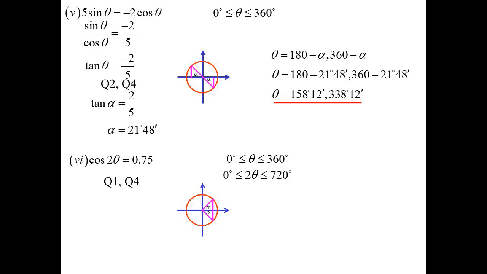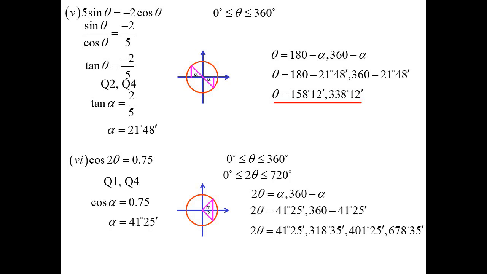Positive, so I'm in the first and the fourth quadrant. The acute angle, 41.25. But this time 2 theta is going to equal 41.25, 318.35, but because I'm going around twice, I add 360 to both of those. I have 4 answers, but that's 2 theta. The original question is find theta. Divide everything by 2, and we get 4 answers for this particular equation.